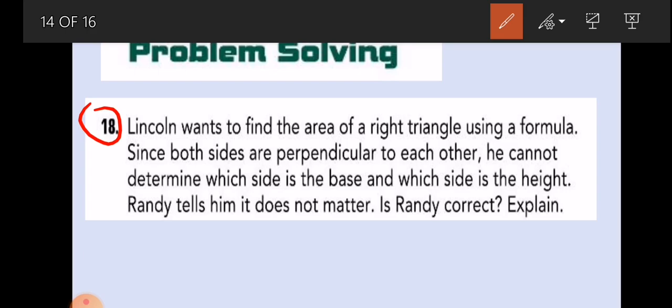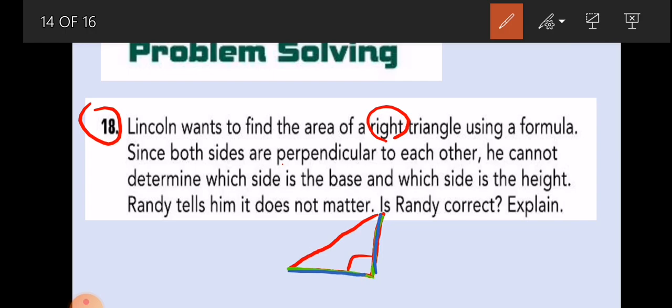I want to find the area of a right triangle. Here it is, a right triangle. Right triangle means it has an angle which is 90 degrees. Using the formula which is what? Area equal half multiply base multiply height. Since both sides are perpendicular to each other, it means that this side perpendicular to this. If you turn it also by another way, I can tell that this one perpendicular to this. They are perpendicular to each other.